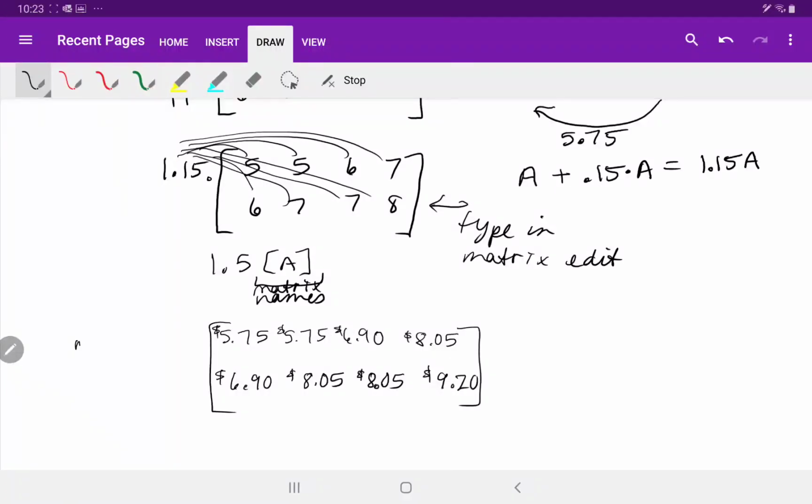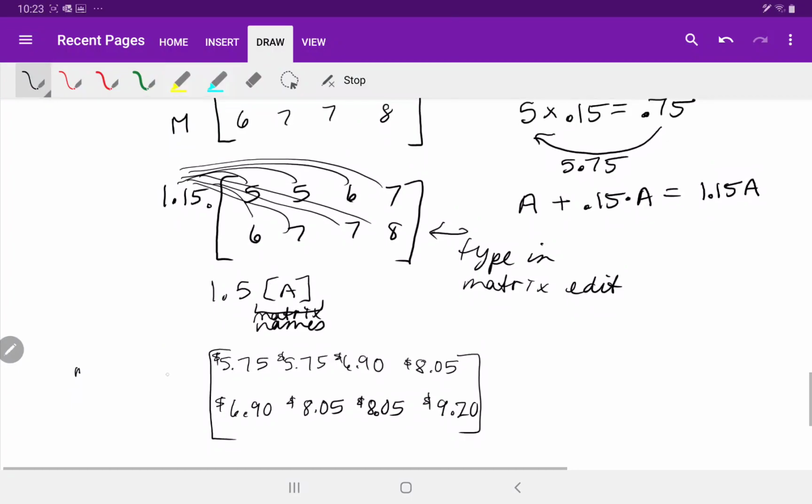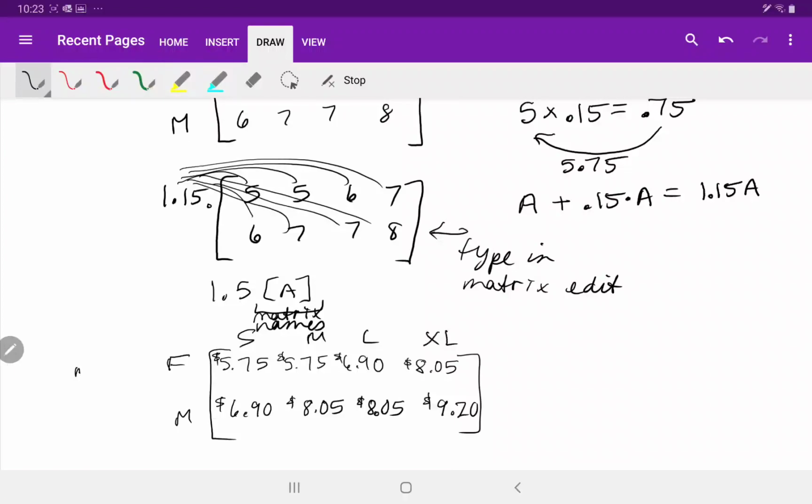So then these are the new prices. And these are what? These are the females, these are the males. This is the small, medium, large, extra large. Okay, and that's your new price.